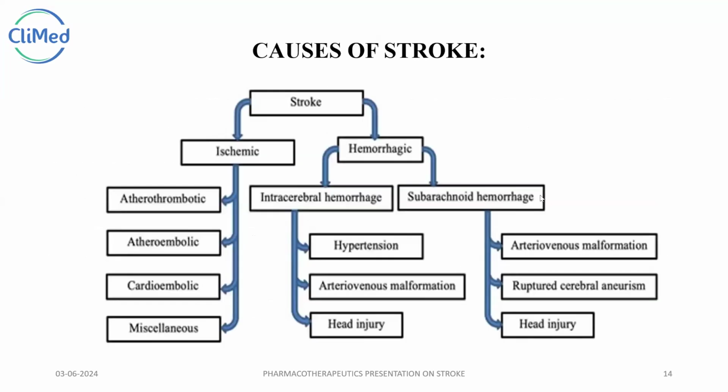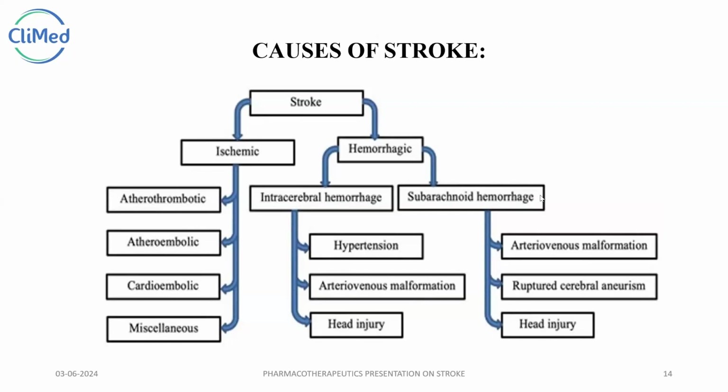Moving on to what could be the causes of stroke, ischemic stroke and hemorrhagic stroke. Ischemic stroke can be caused by atherothrombotic, which is nothing but a blood clot in the arteries. Atheroembolic is occlusion of small arteries, for example in the kidneys. Cardioembolic is blood clots being formed and then emboli, and miscellaneous reasons. Intracerebral hemorrhage, as mentioned, could be because of hypertension, AV malformations, and head injury.